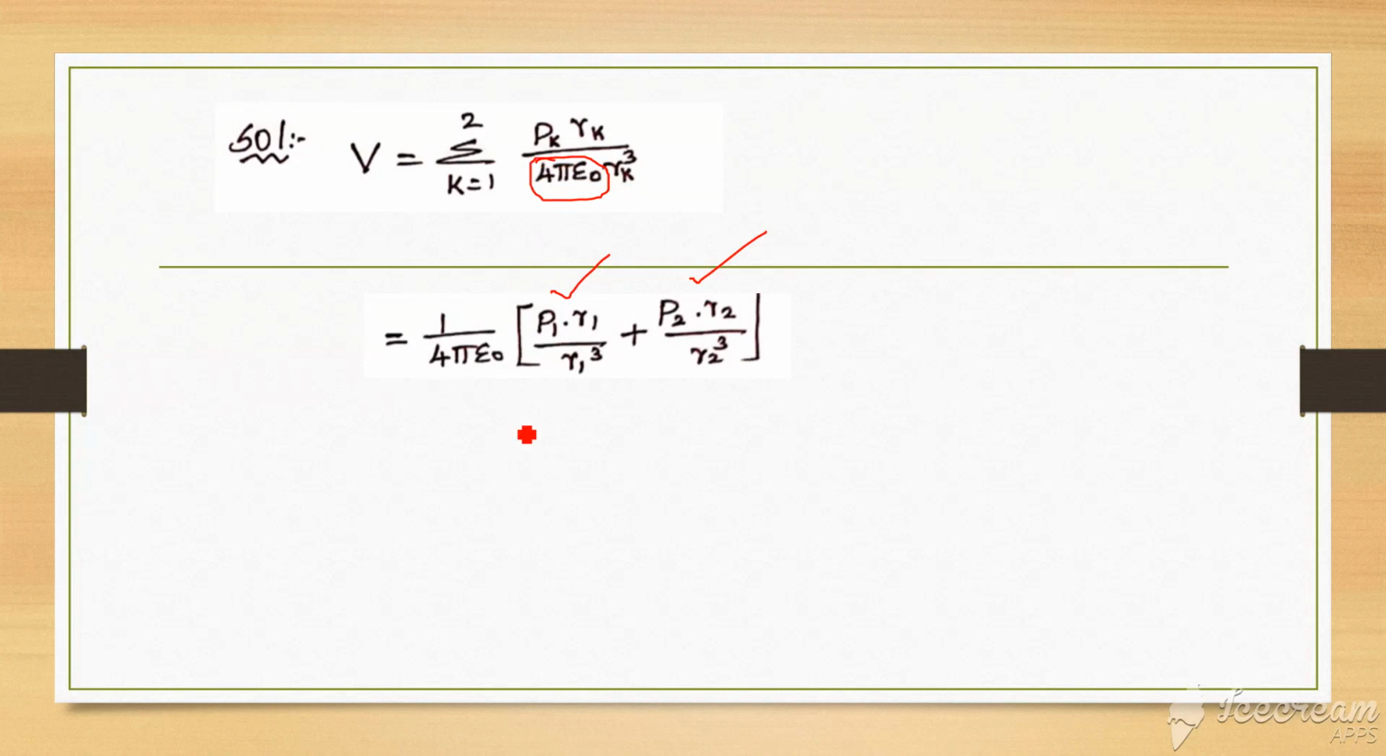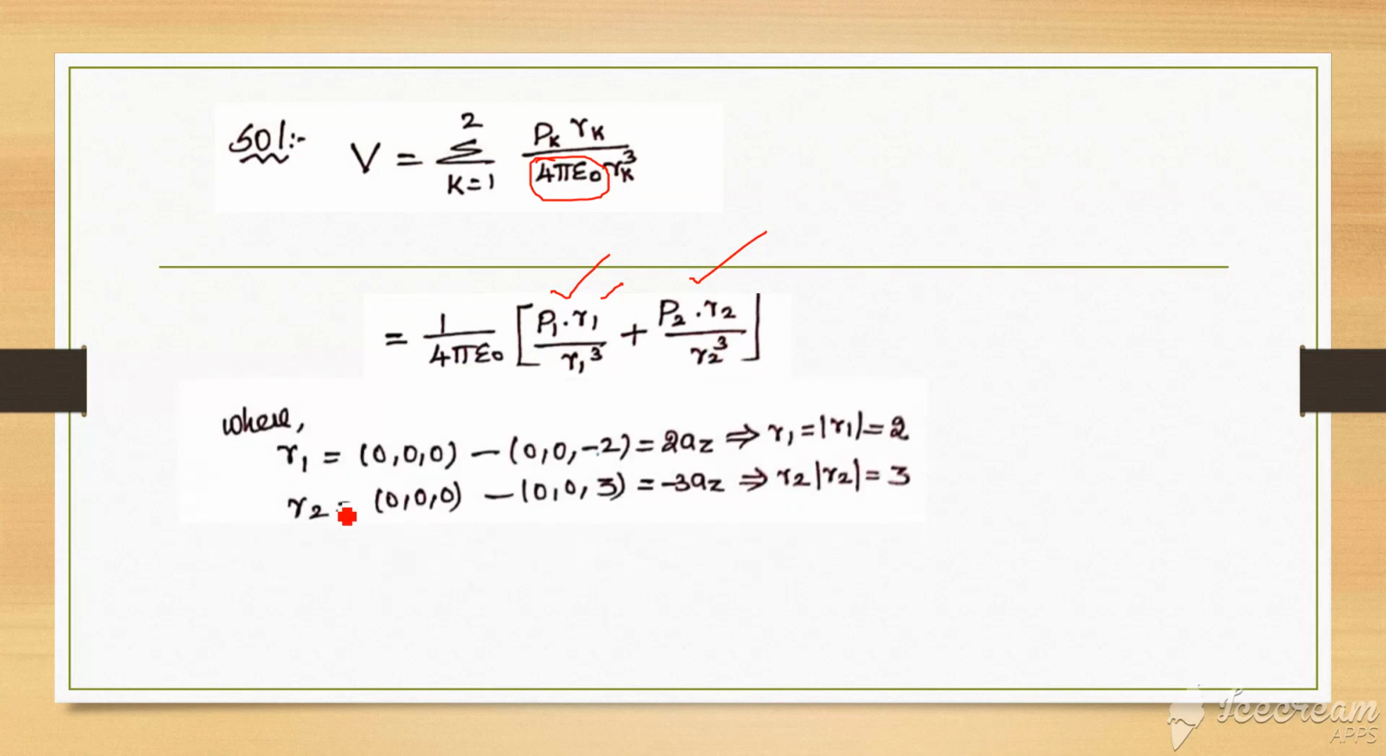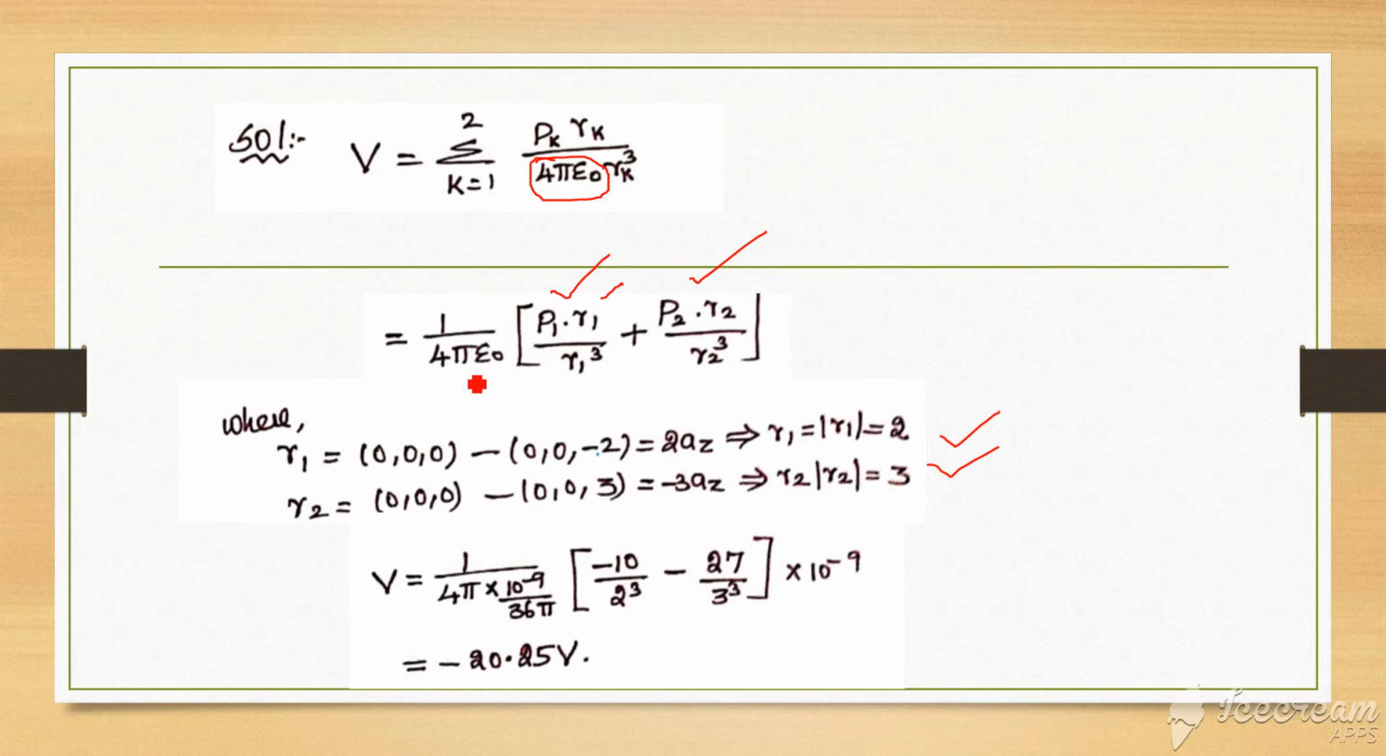Now we need to find the values for R1 and R2. R1 is simply the distance between the origin and the given point. Here the value is 2 AZ, with only the Z direction term, so while taking the modulus, we get 2. Similarly for R2, taking the difference, we only have minus 3 AZ in the Z coordinate, so while taking the modulus, we get 3. Now simply substitute the values: 1 divided by 4 pi, and instead of epsilon naught, 10 power minus 9 divided by 36 pi.